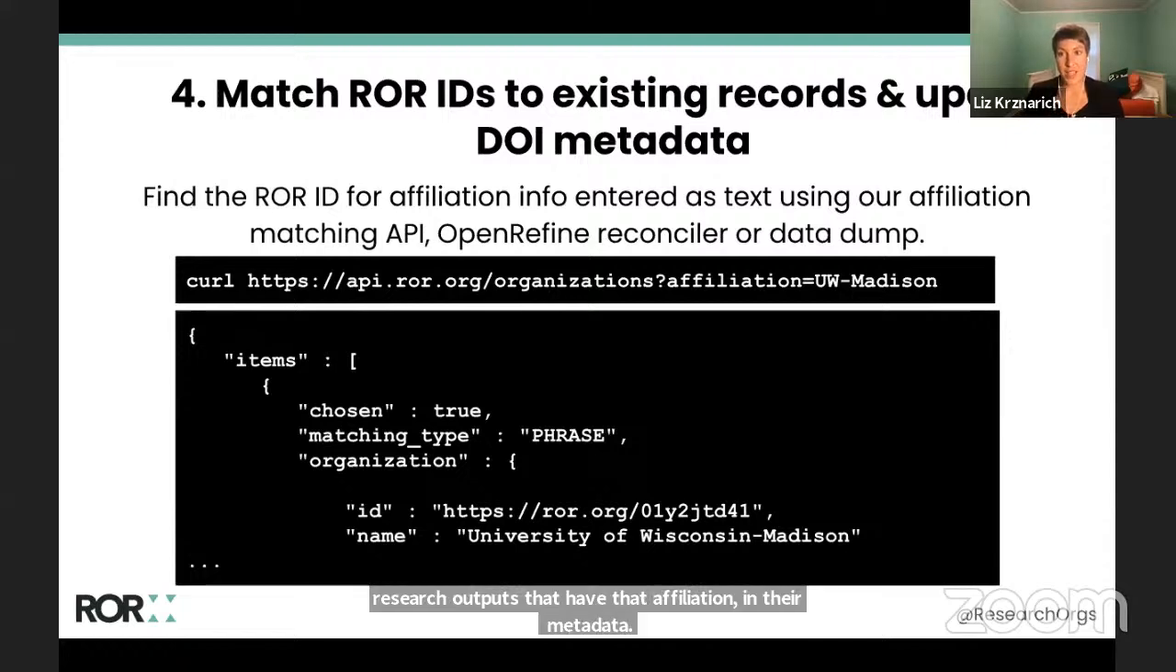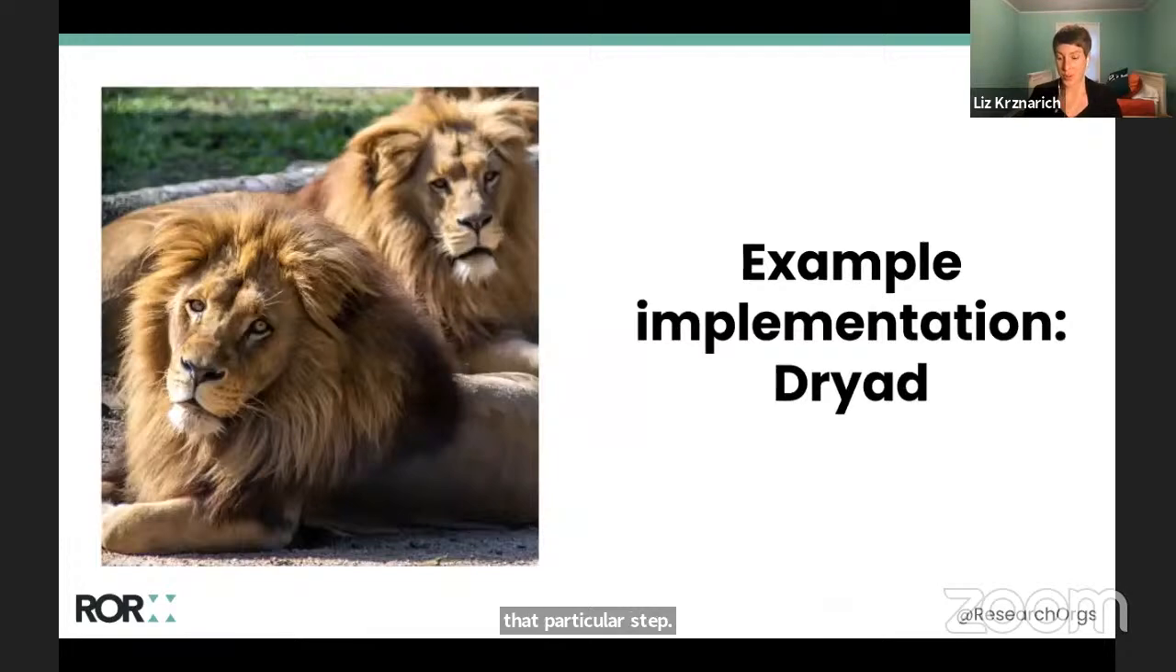And of course, you might have lots of back files, records that don't have affiliations. We have an affiliation string matching API endpoint that is designed to help with that use case. But when we get into the Dryad example, I'll talk a little bit about how they ended up ultimately going about that particular step. So to the Dryad case.